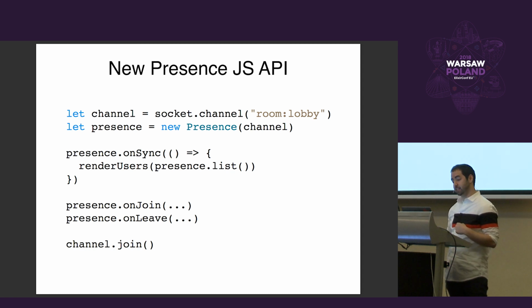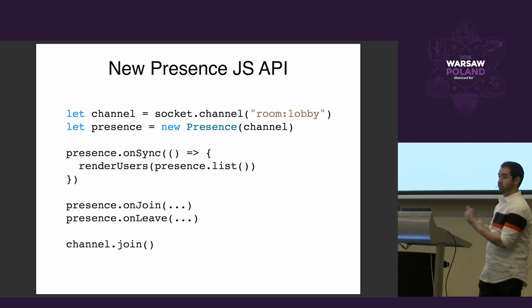The old API still exists internally, so you could drop the new Phoenix.js in your project and not change your app code, and it would still work. So we didn't break that API. We just built on top of it to handle the lifecycle events.